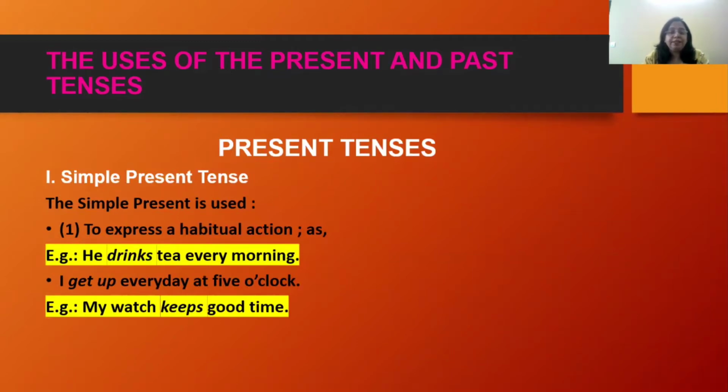First is simple present tense. The simple present tense is used to express a habitual action, as in: He drinks tea every morning. Now this is a habit. Whenever you write about a habitual action, you can use simple present tense, which is also called present indefinite tense. To express a habitual action, you can write sentences like: He drinks tea every morning. I get up every day at 5 o'clock. My watch keeps good time. All these sentences express a habitual action, and this comes in the category of simple present tense.